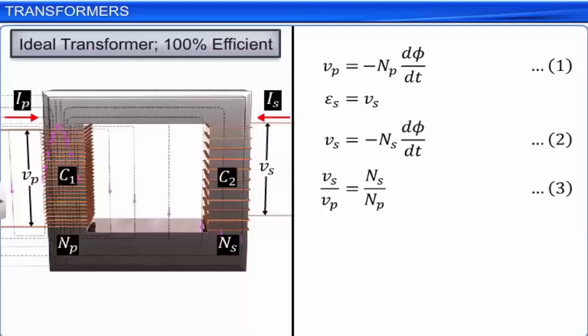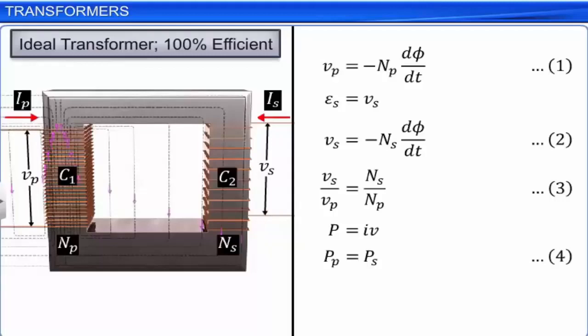We know that power P is the product of the current I and the voltage V. Hence, we get P is equal to IV. Now, for an ideal transformer, we have power in the primary coil, Pp, is equal to power in the secondary coil, Ps. Let this be equation 4. This can be written as Ip into Vp is equal to Is into Vs.